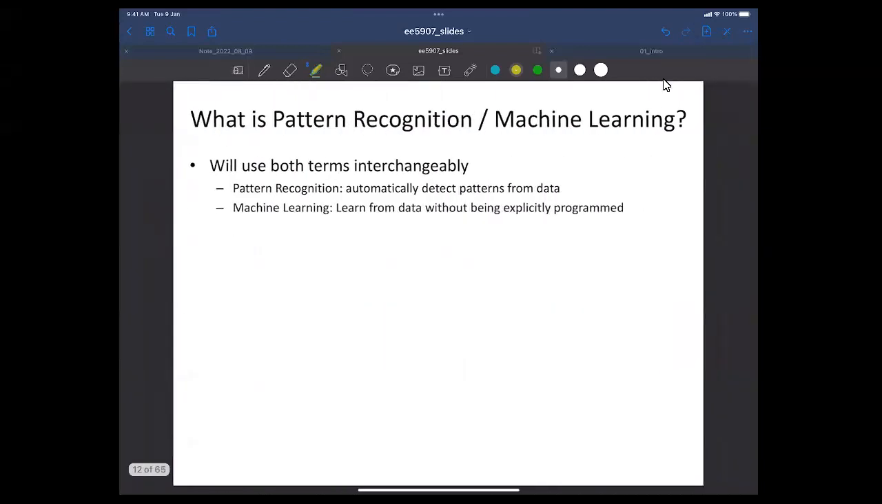Right. And pattern recognition, as we discussed in the beginning, is exactly the same thing as machine learning. Pattern recognition is automatically detecting patterns from data, and machine learning is learning from data without being explicitly programmed. So we learned about this in the beginning of this lecture. Any questions here?